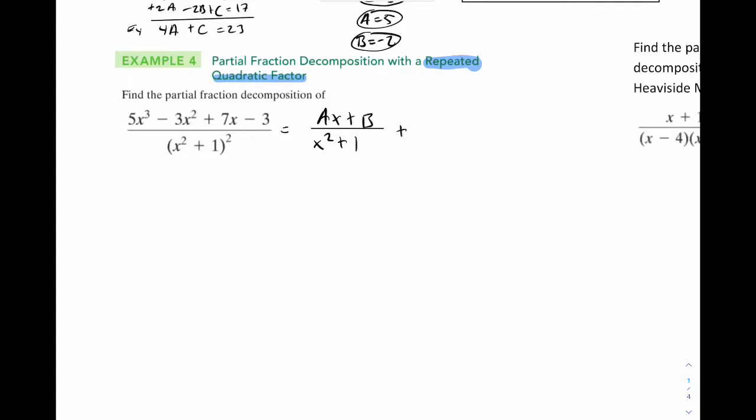And the second part, this is the tricky part. You have to put the repeated factor. So x squared plus 1 squared. And this is the key. Even though this thing is squared, the heart is a prime quadratic. So you still consider this a prime quadratic, even though it's being squared. You're focusing on what's inside here, which means the top is going to be cx plus d.